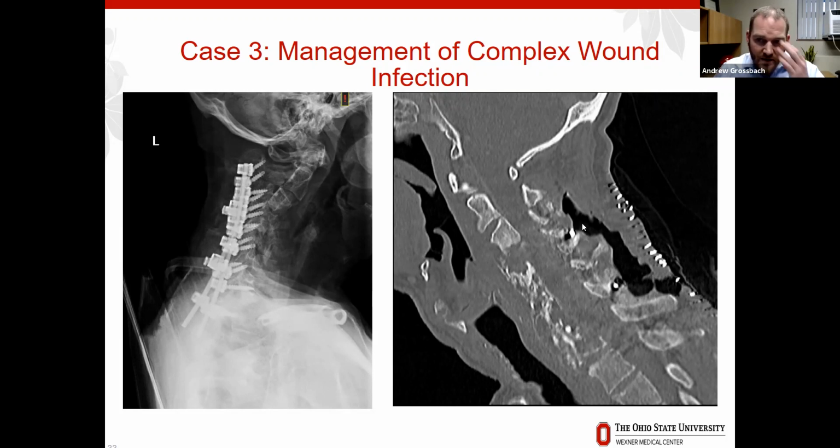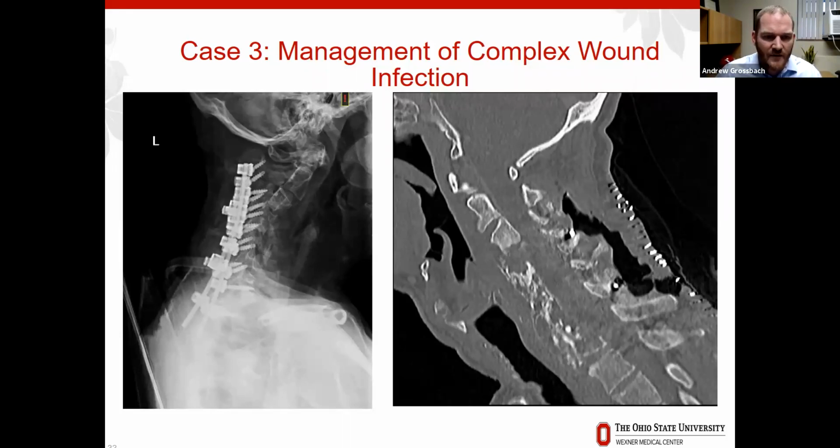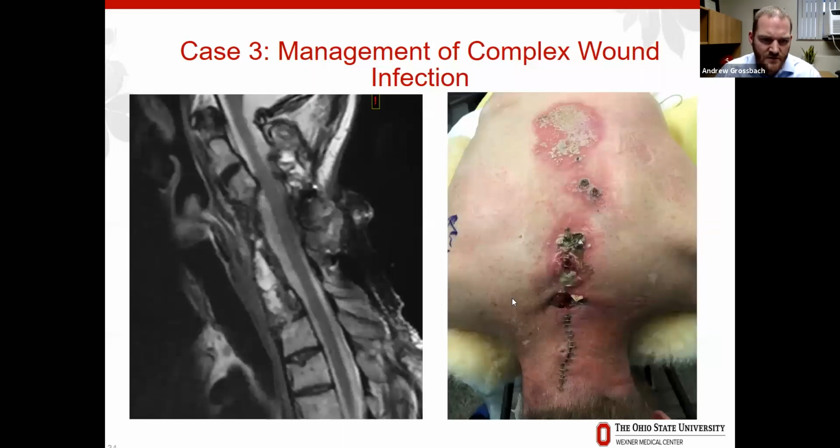So we had him in the halo vest. There's some kind of nasty looking fluid leaking out from underneath it. So we had to go to the OR and put him in Mayfield and look at what's going on underneath this. So this is what things look like underneath the halo. He's obviously infected, wounds falling apart. Luckily, neurologically he's doing okay.